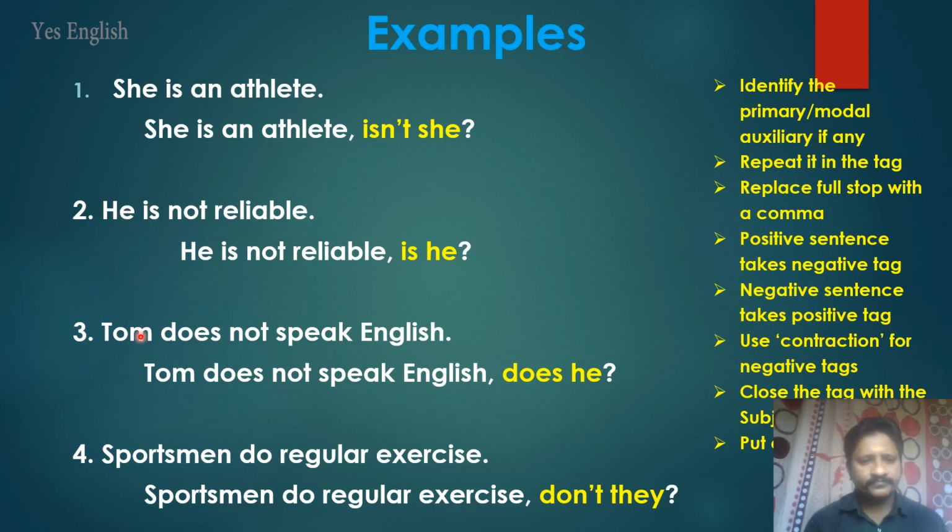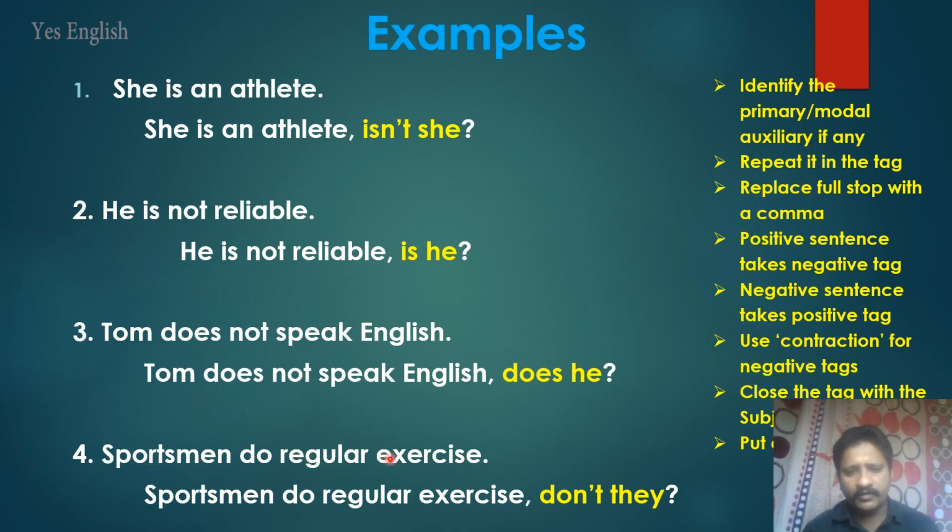Question number 3. Tom does not speak English. I think now you are able to understand. Does comes here from the sentence as a primary auxiliary. Negative expression is not used because this sentence is a negative sentence, and Tom is a proper noun, the name of a person. It has to be replaced with a pronoun. As it is Tom, we used he.